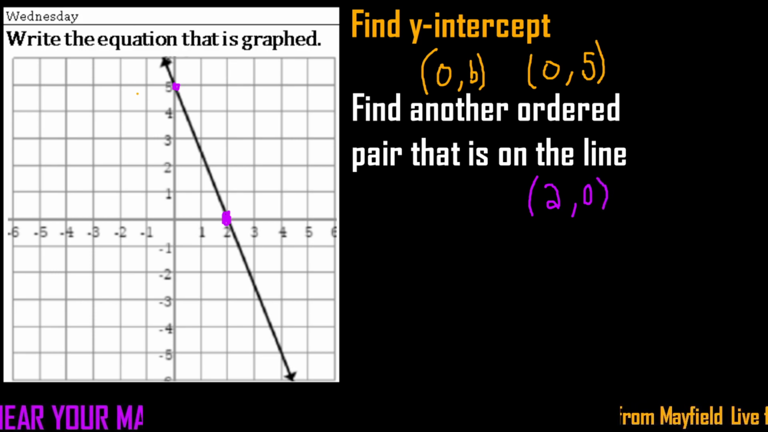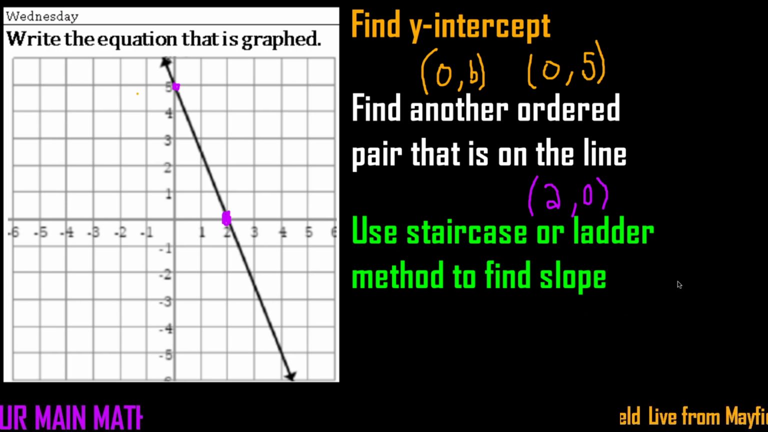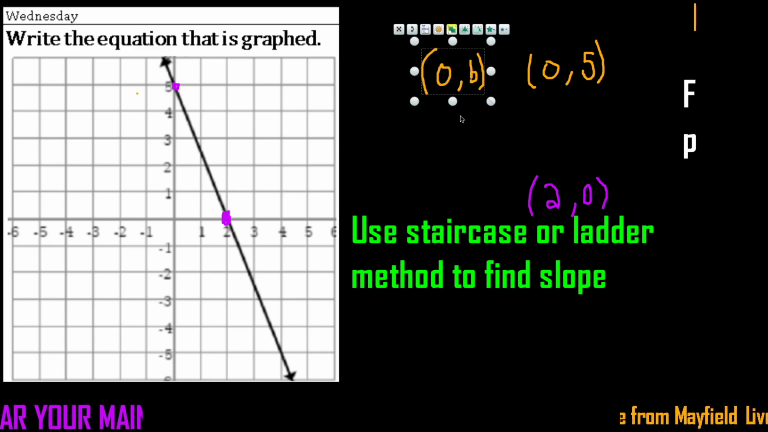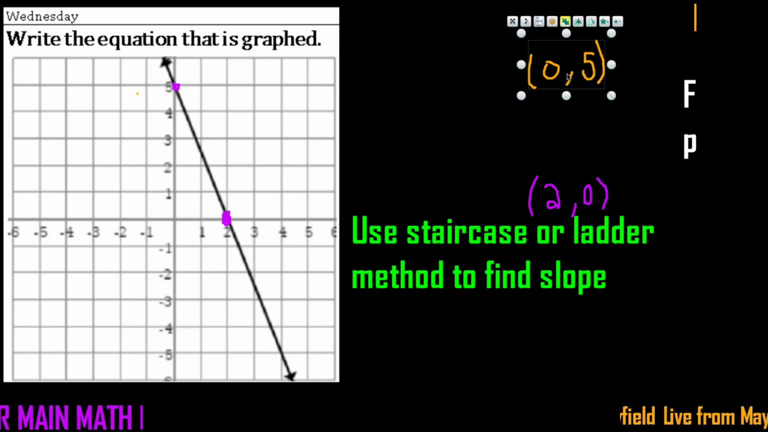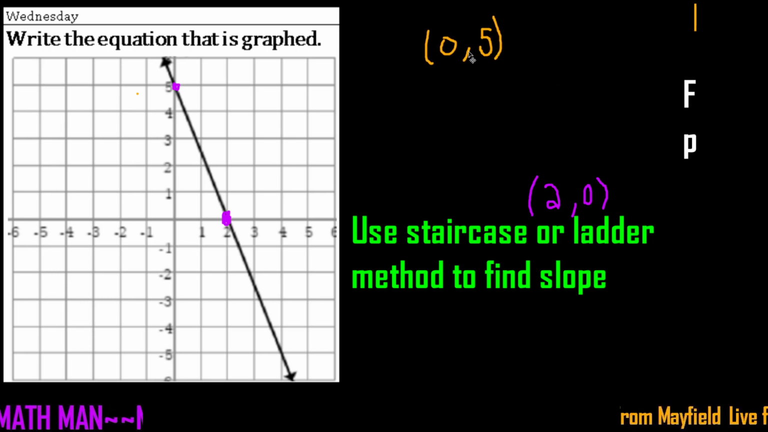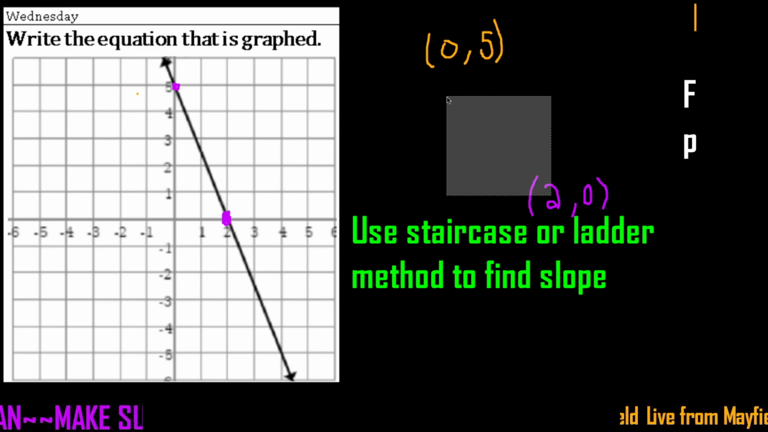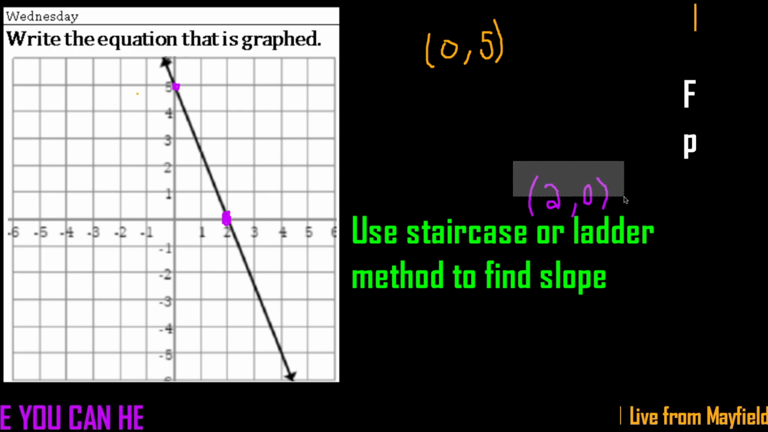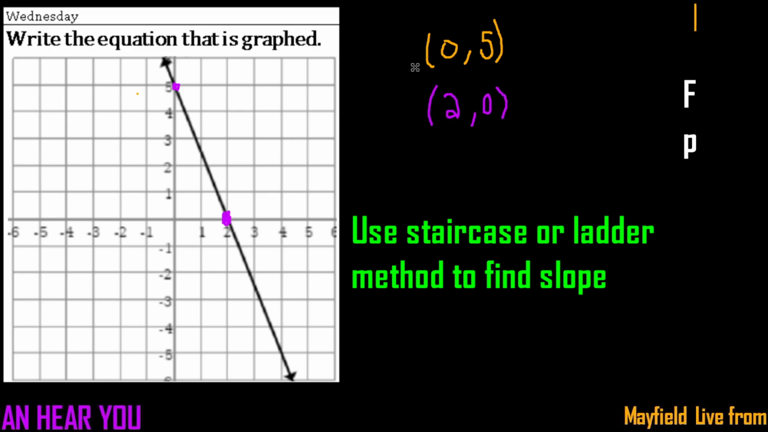Once you have that, again, you can use the staircase or ladder to find your slope, because you're looking for your change in y over your change in x. So let's use these ideas so that way you can have our points. So if you want to do the ladder, again, you want to say it like this.